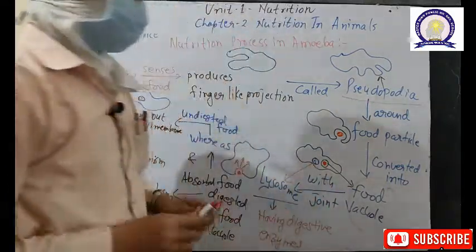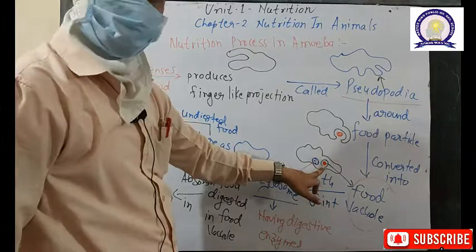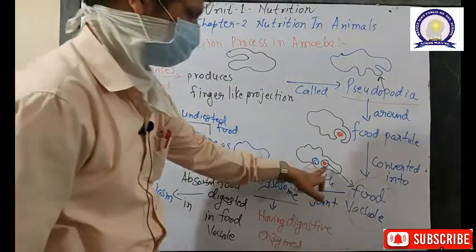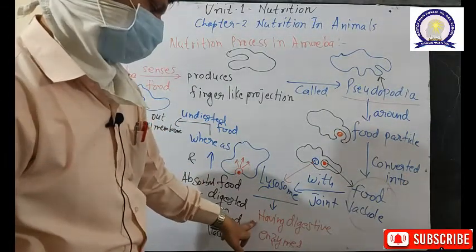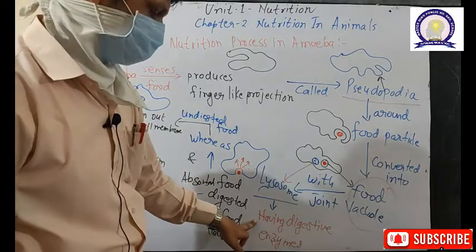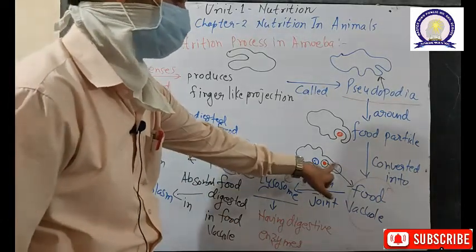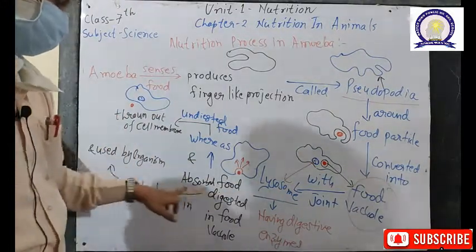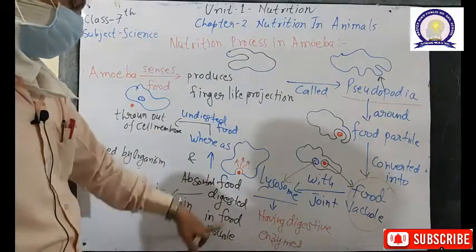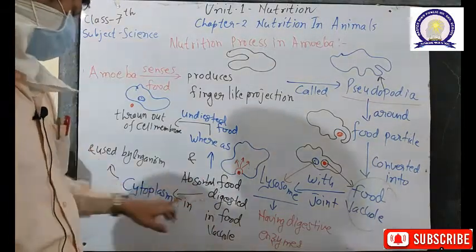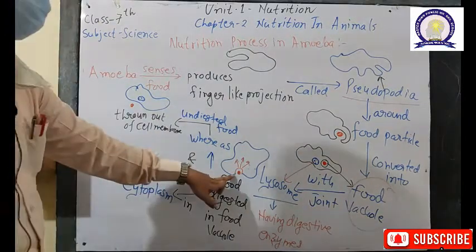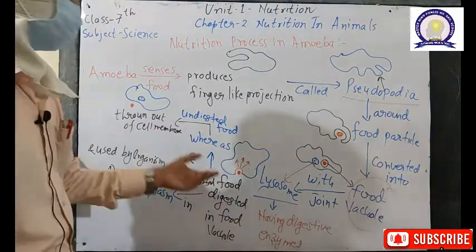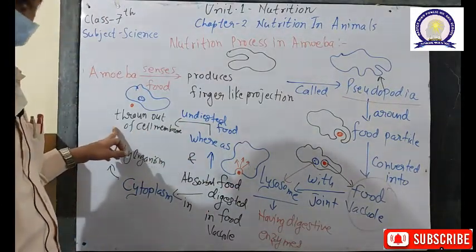So the food particles come inside the cytoplasm in the form of the food vacuole, and the lysosome that is already present inside the cytoplasm attaches with the food vacuole. The lysosome contains the digestive enzymes and helps in the digestion of the food present inside the food vacuole. And when the food is digested, it is absorbed from the food vacuole into the cytoplasm, and it is used by the organism. And the undigested part, which is not digested by the lysosome, is thrown out of the cell membrane of the amoeba.